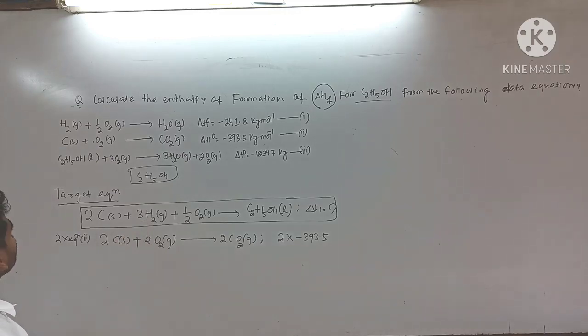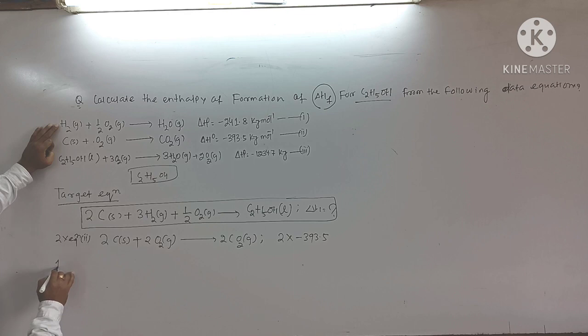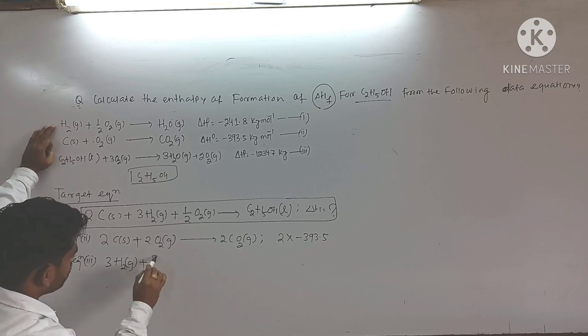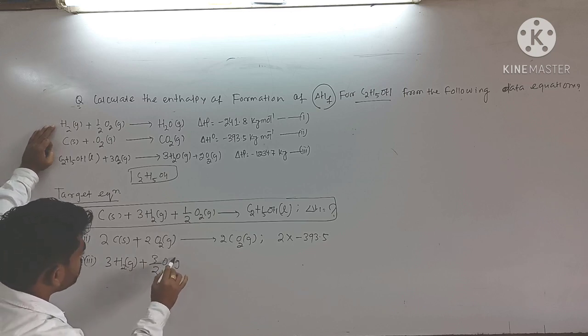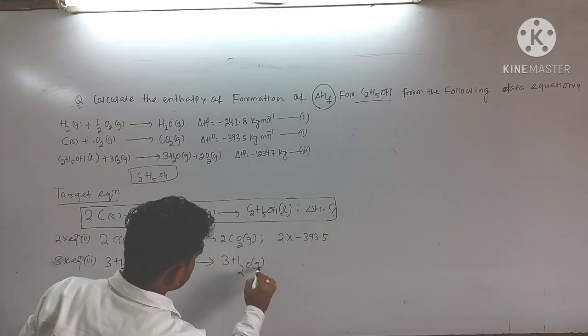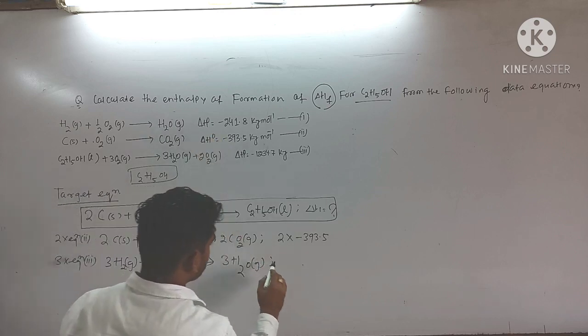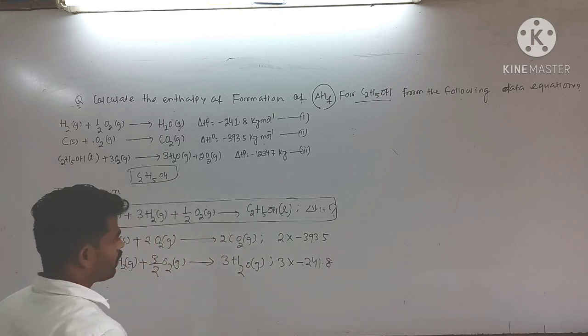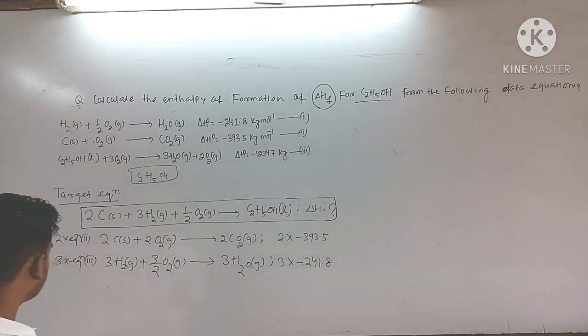You need 3H2. Find out where H2 is. Here, so equation 1 into 3. Equation 3, what will I get? 3H2 gas plus 3 by 2 O2 gas giving rise to 3H2O gas. So here also you have to multiply by 3, so 3 into minus 241.8. Clear?